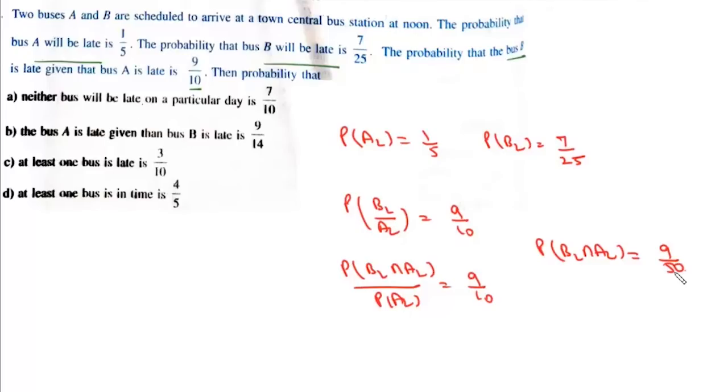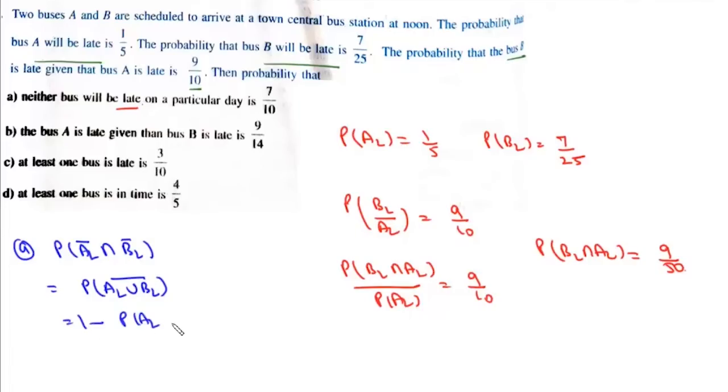Now first we need to find this probability that neither bus will be late on a particular day. Now neither bus is late. That means probability AL naught intersection BL naught, and this probability is P AL union BL naught, and this is 1 minus probability of AL union BL. Now this is 1 minus PAL. This is 1 by 5 plus 7 by 25 minus 9 by 50.